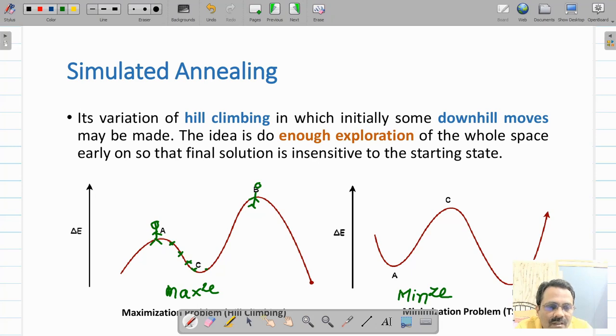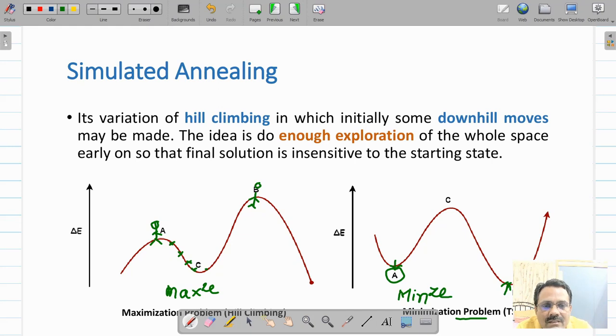So this graph is showing a search space where you are going to find the minimum, the global minimum. An example of such a situation is your traveling salesman problem. In the traveling salesman problem, you have to find the shortest tour, that is the minimum of the distance traveled by the salesman while visiting all the cities. So here this A is the local minimum point and this B is the global minimum point. That's what you want.